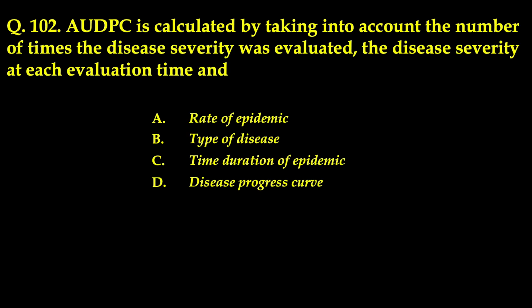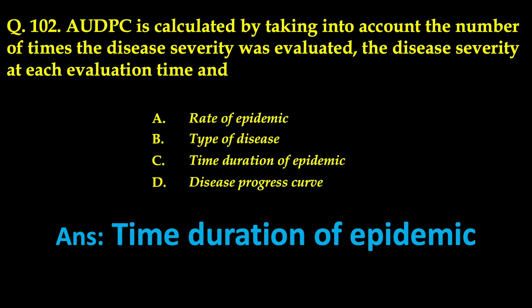The next question is on AUDPC, the area under disease progress curve, which is calculated by taking into account the number of times the disease severity was evaluated and the disease severity at each evaluation time. There were 4 options: rate of epidemic, type of disease, time duration of epidemic, and the last option, disease progress curve. The correct answer is time duration of epidemic.